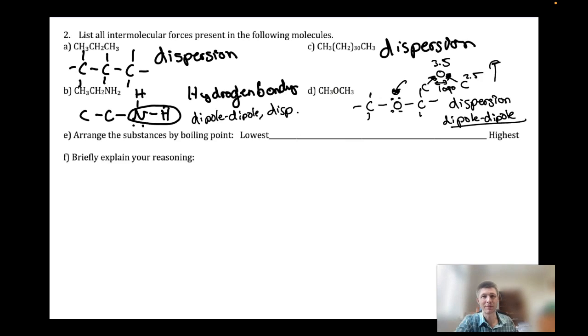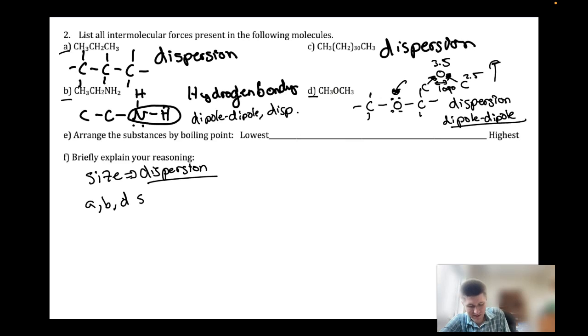Okay, to arrange the substances by boiling point, we now need to determine which substances have the strongest intermolecular forces when we add up the contribution from all of them. The first thing I would look at is the size, because size is going to determine the dispersion forces. And again, if one molecule has huge dispersion forces, that'll outweigh all those other contributions. If I look at the sizes of these, A and B are pretty similar in size, as is D. So A, B, D are similar in size, which means that they're going to have similar dispersion forces.